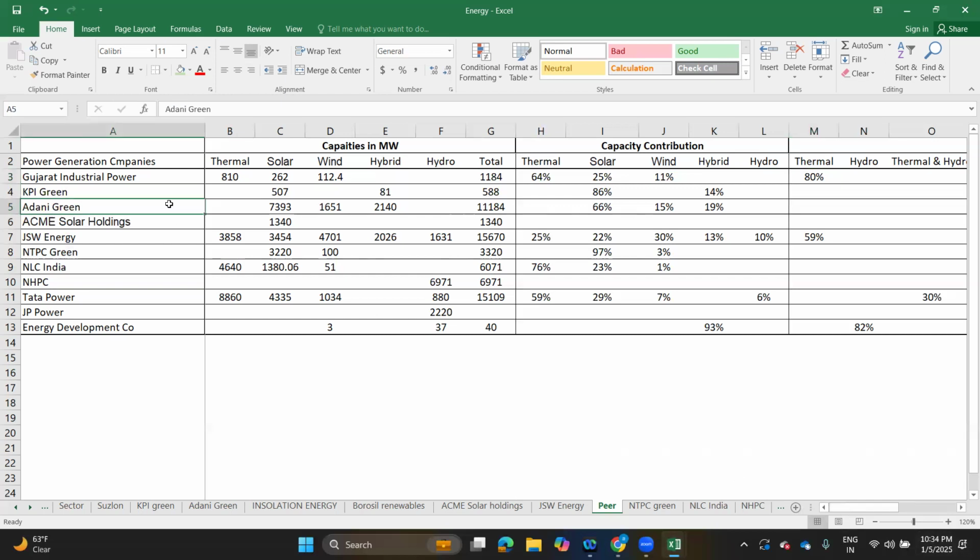Next one is Adani Green. This is one of the top three power capacities in my list. So Adani Green has 11,184 megawatt of total capacity. Out of that, 66% is solar, 15% is wind, and 19% is hybrid.